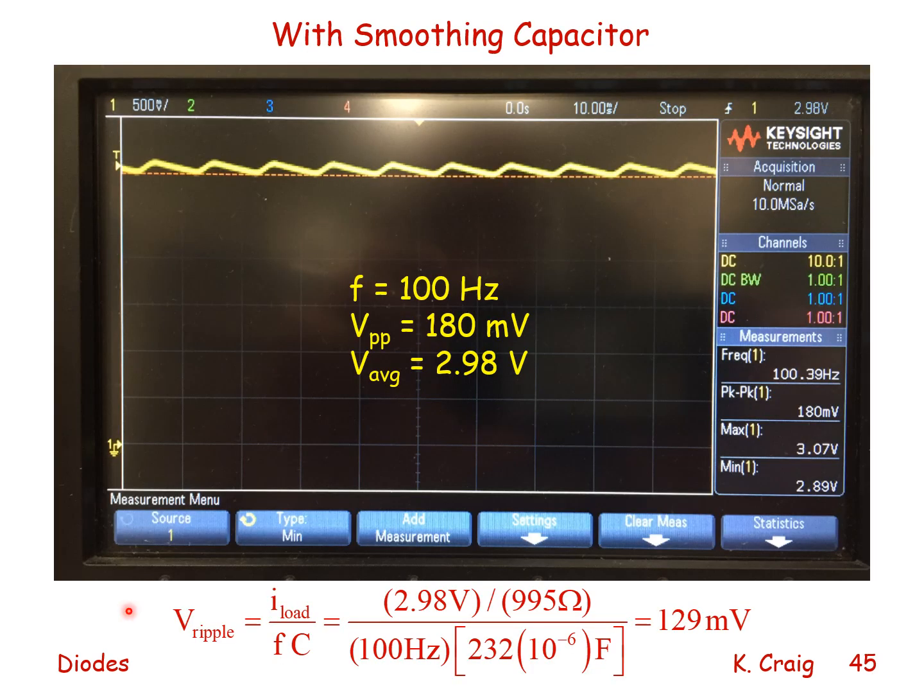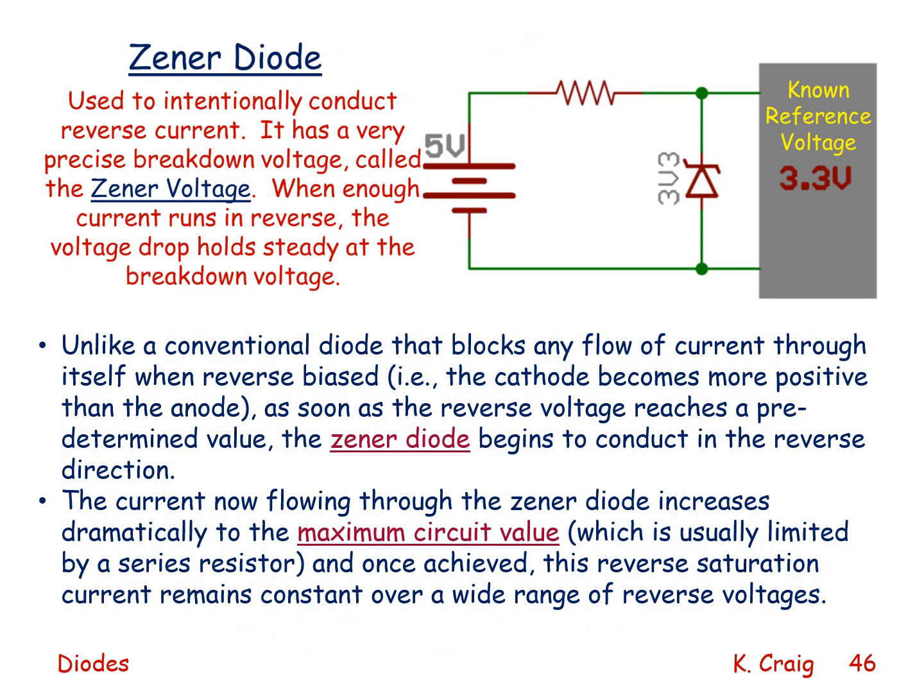Here is the output on the oscilloscope with the smoothing capacitor. Note that the frequency is 100 hertz. The peak-to-peak voltage is 180 millivolts. The average voltage is 2.98 volts. I calculate the ripple voltage to be slightly different, 129 millivolts. The discrepancy needs to be investigated.